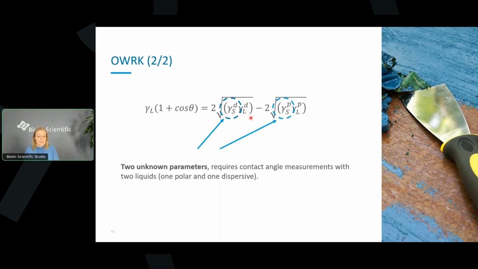So this is the reason why most of the time when we measure surface free energies, we need to use quite exotic dispersive liquids. The most commonly used is diiodomethane.